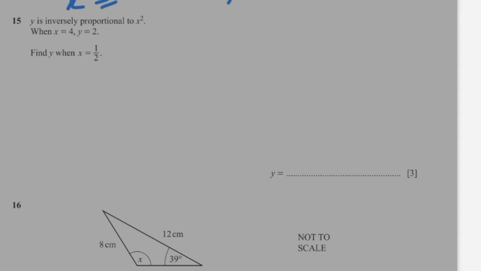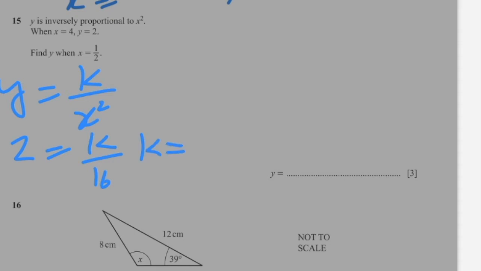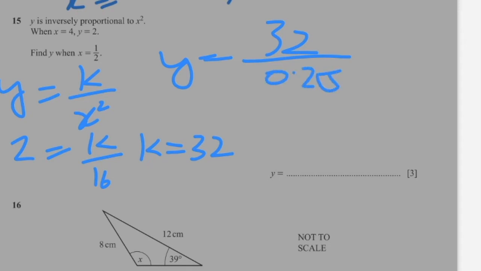Y is inversely proportional to x square. When x is 4, y is 2. Find y when x is half. Okay, so we have y is equal to k over x square, because the proportionality is inverse. So we have y as 2 over here, and then we have x as 4. So 4 squared is 16, and so we have k is 2 into 16, which is 32. Now we need to find out y. Y is 32 upon square of x. So square of 0.5 becomes 0.25, and we have our answer as 128.